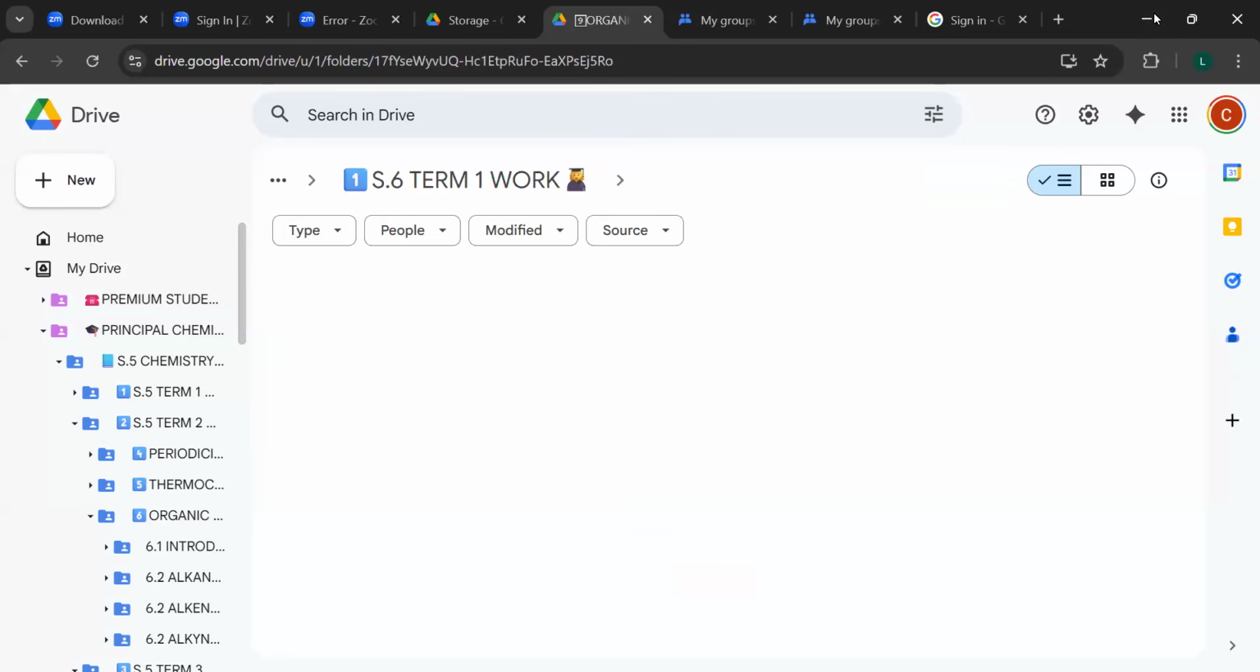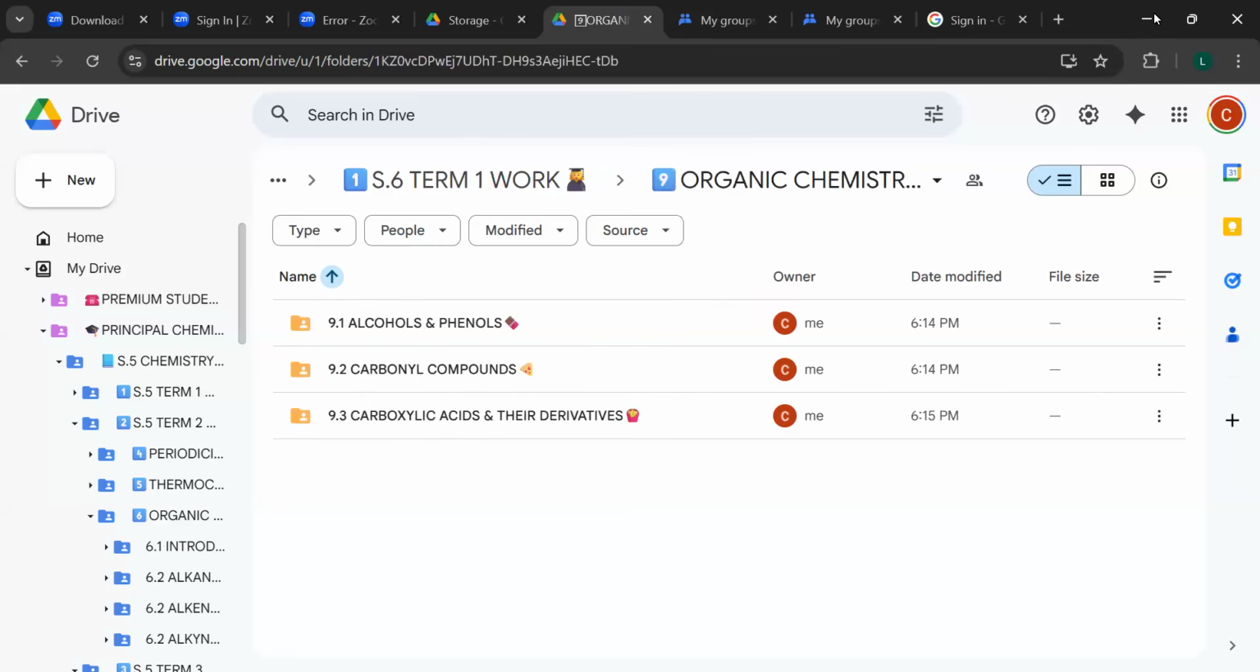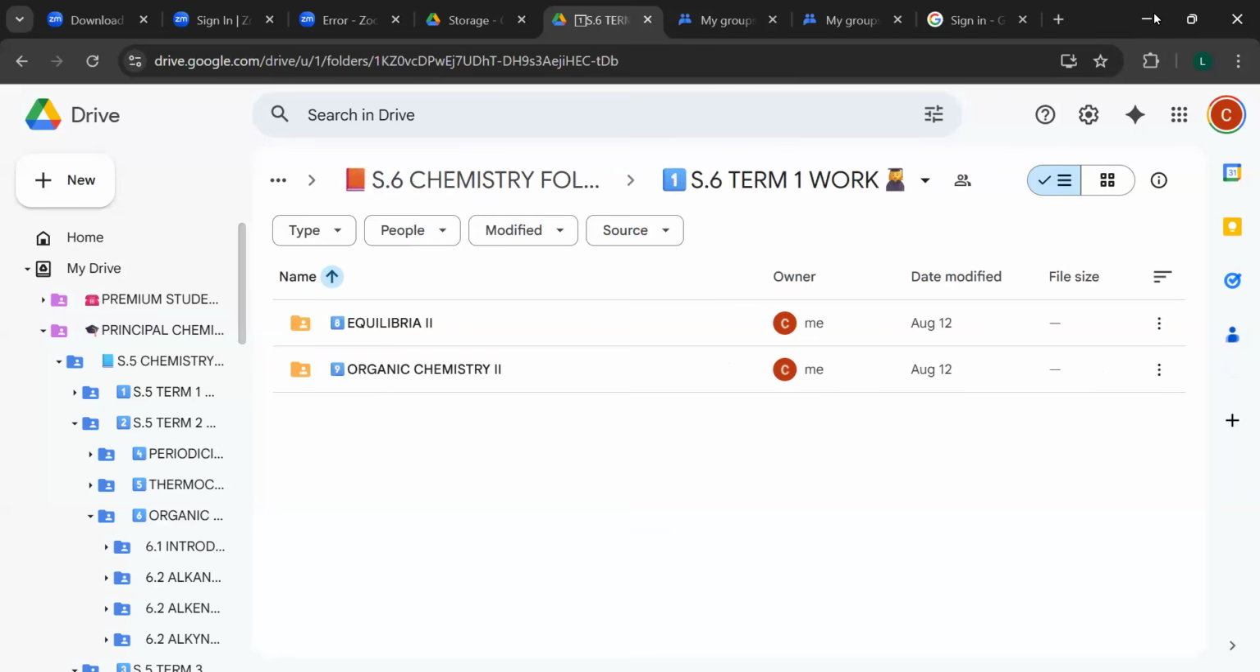Okay. Then carboxylic acids and their derivatives. Lesson 1 for carboxylic acids alone. Lesson 2 for esters, which are the derivatives of carboxylic acids. And that's how organic chemistry 2 ends. Then the next organic chemistry is in senior 6 term 2.